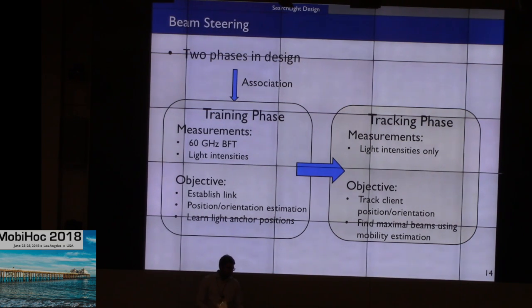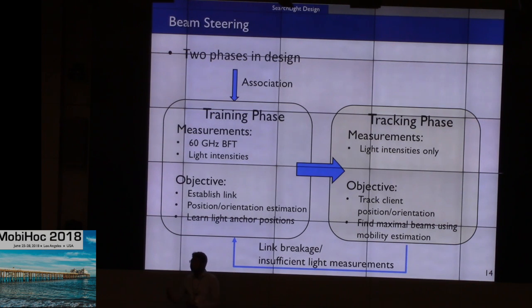However, it is possible that, for example, if you have a line of sight path blockage, we may not have enough intensity measurements at the device, or we make an error in the estimation, or our estimation is off, and we can still have a link breakage. In that case, SearchLight would fall back to the training phase, rediscover the links, and then enter the tracking phase again and cycle between the 2 phases.